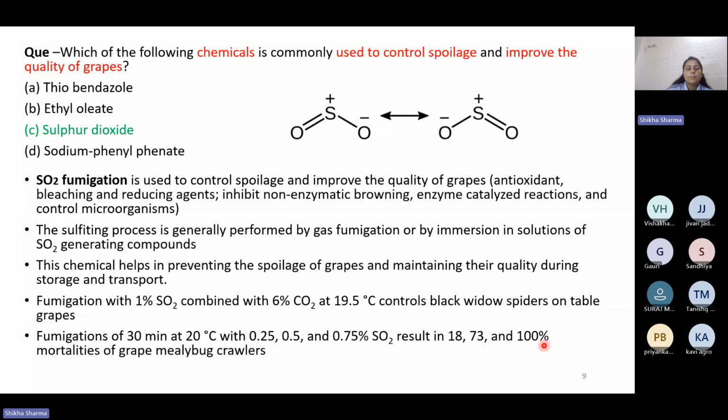So in grapes, SO2 is used as a fumigant because it is a very good antioxidant. It is also a very good reducing agent, and it inhibits various enzymatic and non-enzymatic reactions and also controls microorganisms. We already saw the pests, this kind of spider and this kind of bug, can be inhibited with the help of fumigation with SO2.